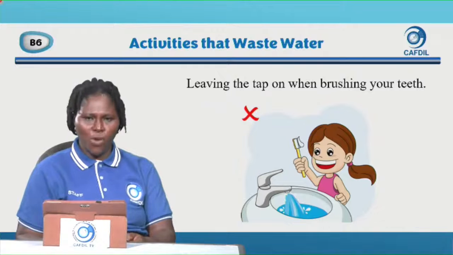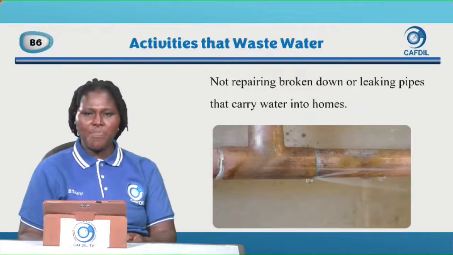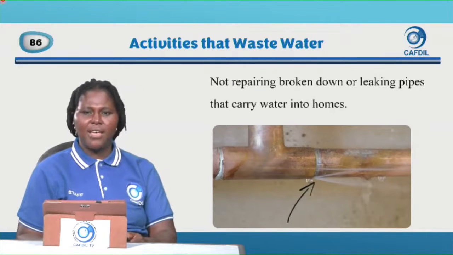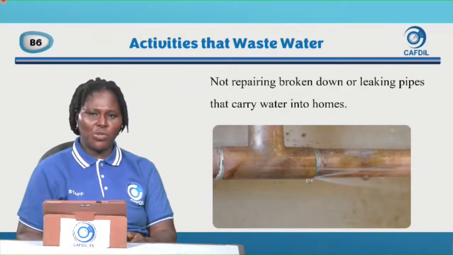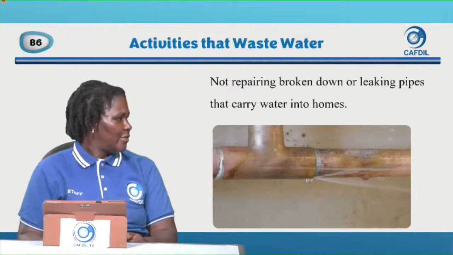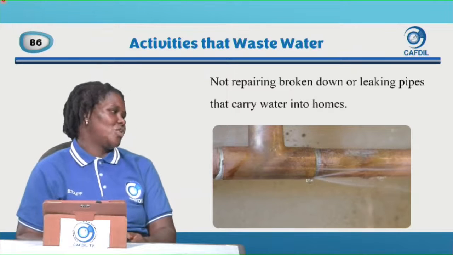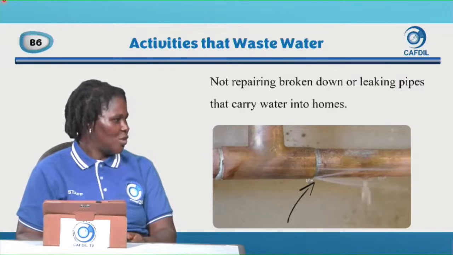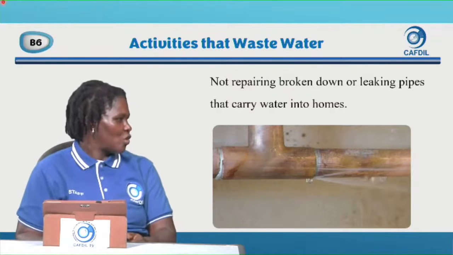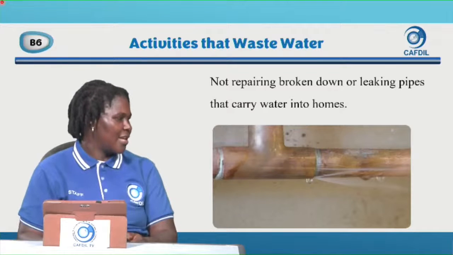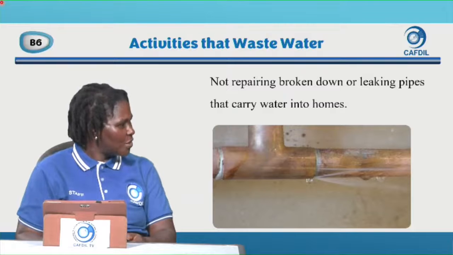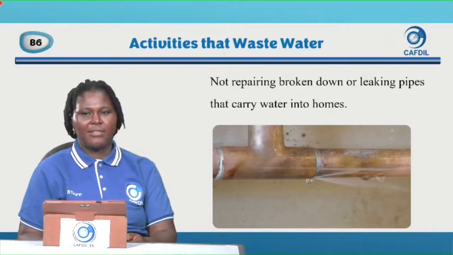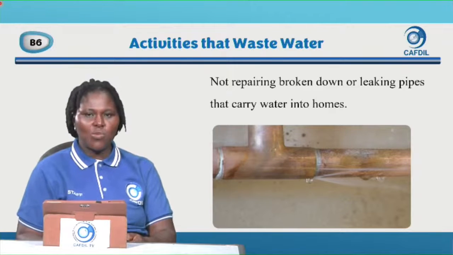Now, not repairing broken down or leaking pipes that carry water into homes. When a main pipe is leaking, you can report so that they come and repair. We shouldn't ignore it. Don't say it's not in your house, so you will just pass by. Report and they will come and repair. If you don't report, you waste water. So this activity wastes water.